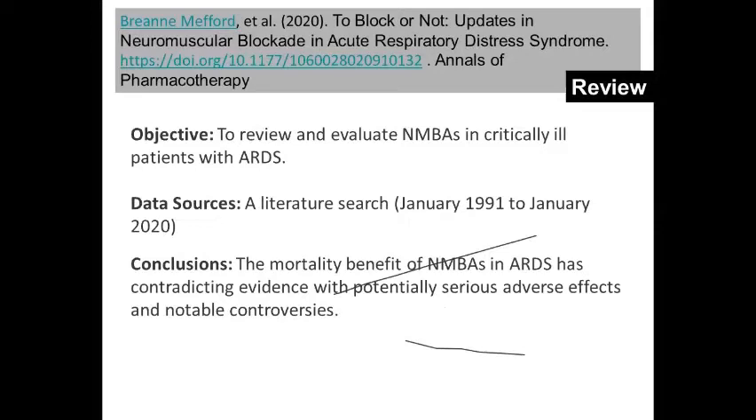Now, this is a review. It's only a review article, but published in 2022, just recently, by a group of pharmacists, and they looked at the literature from the 1990s up to 2020, and they came up with the conclusion that there is no mortality benefit of using neuromuscular blocking agents in patients with acute respiratory distress syndrome. But maybe it could help in the mechanics of oxygenation and decrease patient-ventilator dyssynchrony.